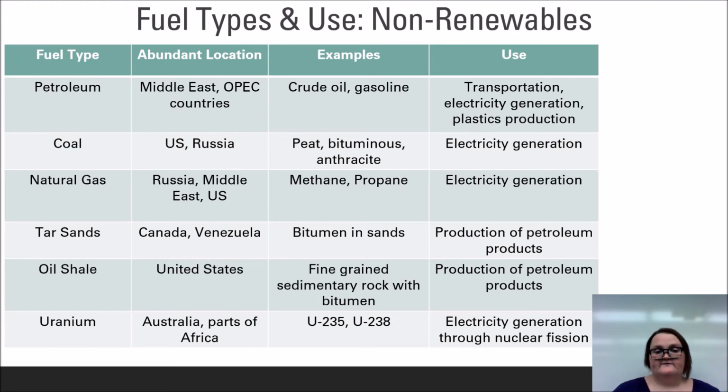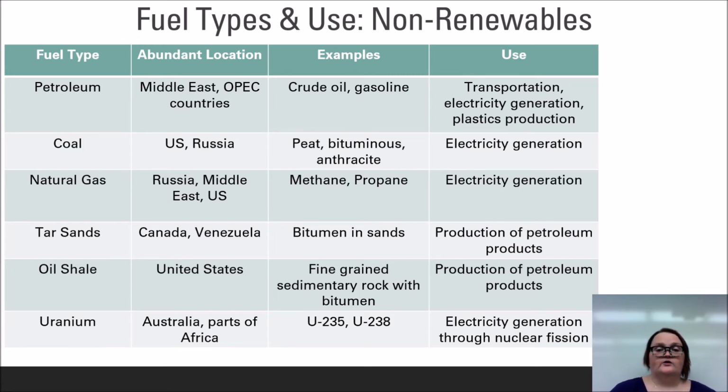Coal, however, found most abundantly in the US and Russia, comes in three forms of varying quality: peat, bituminous, and anthracite. Coal is currently used in developed countries almost exclusively for electricity generation. Natural gas, co-occurring with many petroleum deposits, occurs in Russia, the Middle East, and parts of the US. Common examples are methane, butane, and propane. This too is used for electricity generation.